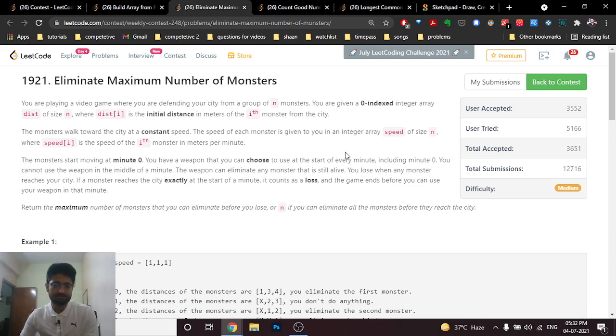If any monster enters your village, then you will lose, and you will have to tell what is the maximum number of monsters you can eliminate before any monster enters your village. Else you have to return that you have killed all the monsters, and so on, and maybe you cannot kill any monsters, and so on. So you just have to tell that.